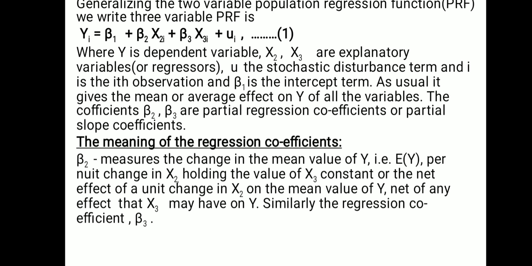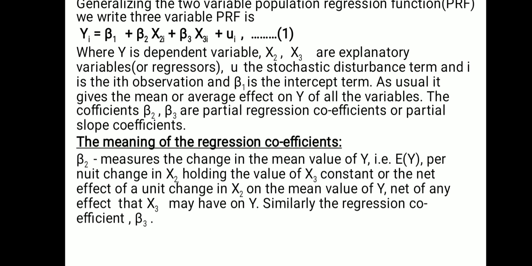Earlier, in the two variable example, y, the dependent variable, was dependent on only one explanatory or independent variable, that is x. Here we are considering two variables. So two variables are simultaneously influencing the dependent variable y. That is the meaning. So u is the stochastic term or disturbance term, i is the ith observation, and beta 1 is the intercept term.